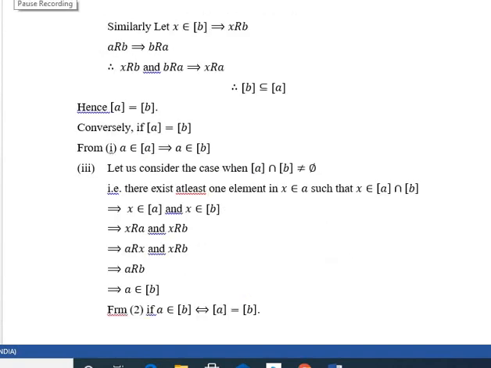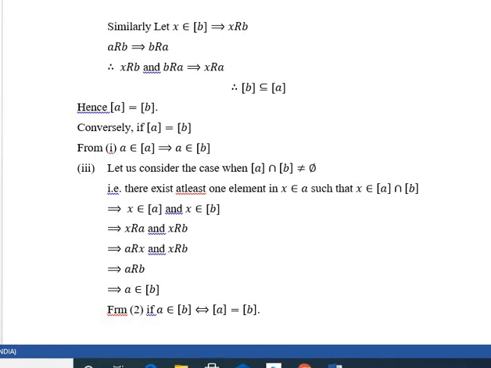Similarly, let x element of [b] imply x related to b. a related to b implies b related to a. Therefore, x related to b and b related to a implies x related to a. Therefore, [b] is a subset of [a]. So, from the previous one, [a] is a subset of [b]. Together you can write [a] equal to [b]. Conversely, if [a] equal to [b], from 1, a element of [a] implies a element of [b].